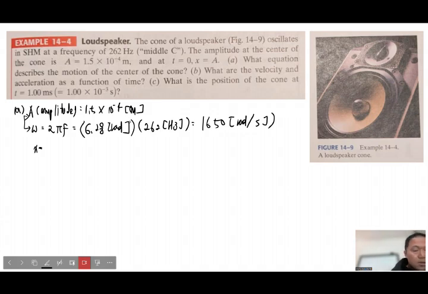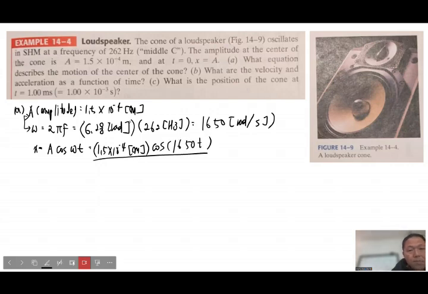as a function, which is the maximum amplitude times cosine omega t. So that is 1.5 times 10 to the minus 4 meter times cosine 1650 t. That's number A. Number B.